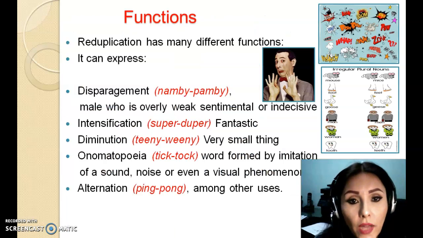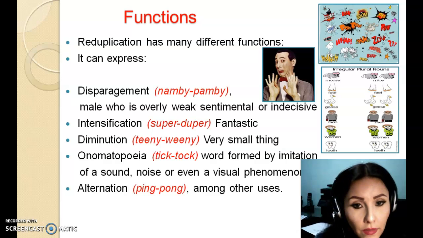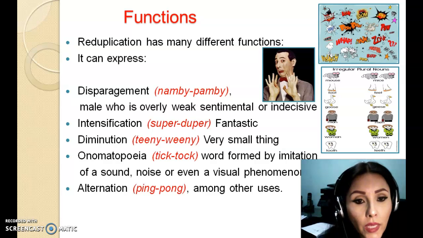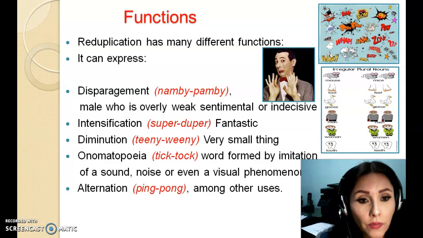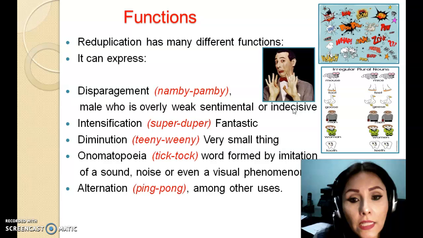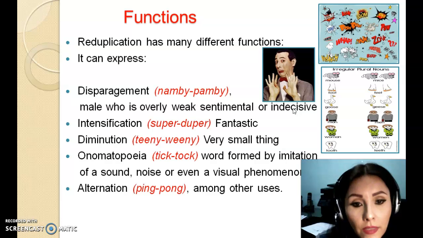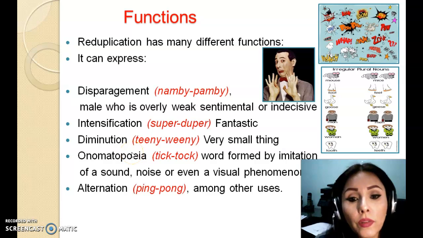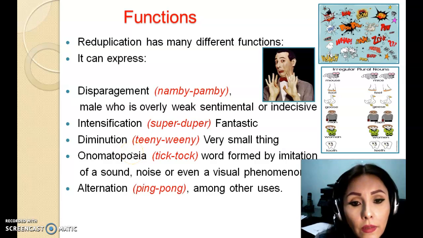Functions. Reduplication has many different functions. It can express disparagement, for example, the word namby-pamby, which means a person who is overly weak, sentimental, or indecisive. Here we have a picture about intensification, the word super duper, which means fantastic. Diminution, with the word teeny weeny, the meaning is very small thing.